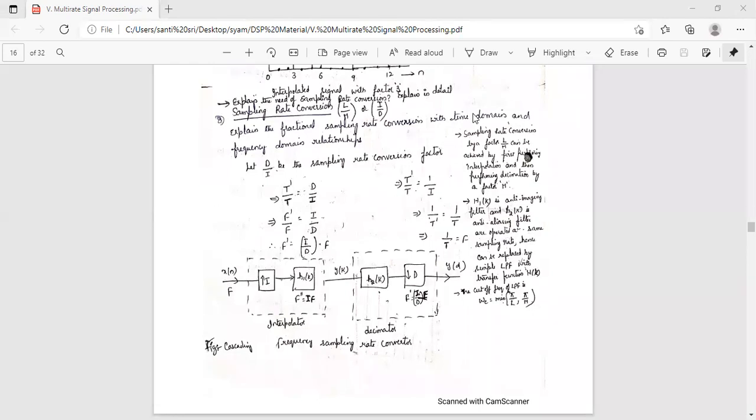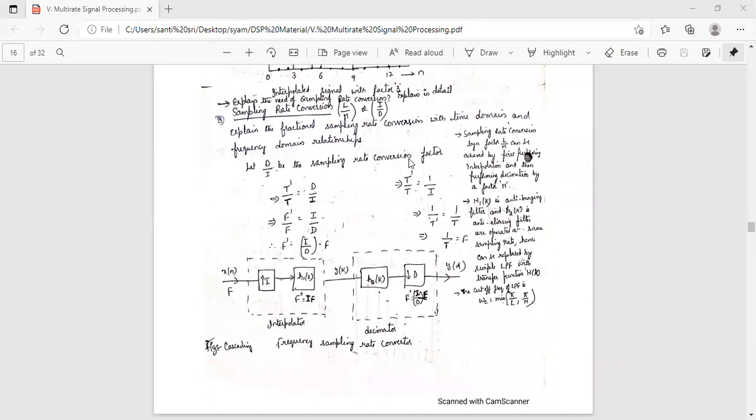L is related to the interpolator and M is related to the decimator. That's why we can say the sampling rate conversion is L by M, or I by D. So the question may be asked like this: explain the fractional sampling rate conversion with the time domain and frequency domain relationships.